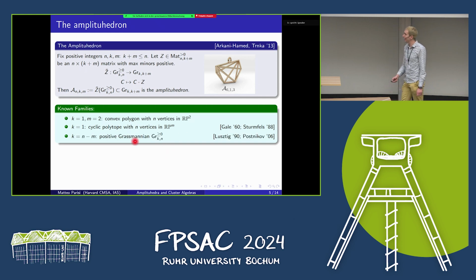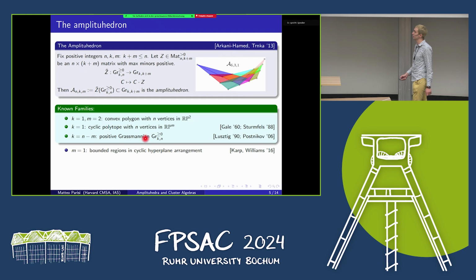When k is maximal, since k goes from 1 to n minus m, when k equals n minus m, this matrix Z is a square matrix. Since it is invertible, this basically gives an isomorphism between the two spaces, and this means that the amplituhedron is just the positive Grassmannian. So this object generalizes the positive Grassmannian and cyclic polytopes, with k in between.